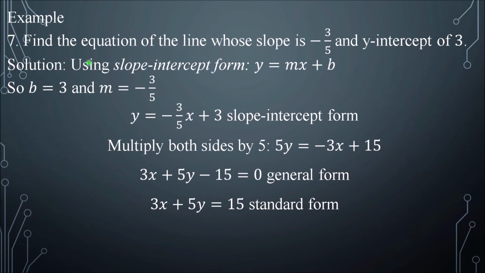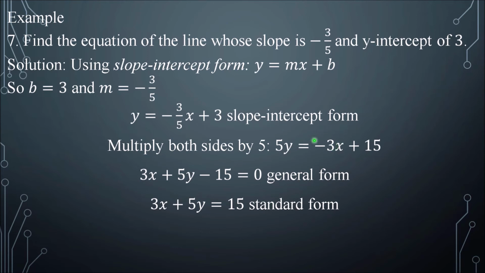Number 7, find the equation of the line whose slope is negative 3/5 and y-intercept of 3. So in this problem, the givens are slope and y-intercept. So we have here the slope-intercept form. So we'll be using slope-intercept form. Y is equal to mx plus b, wherein m is the slope and b is the y-intercept. So b is equal to 3 and m is equal to negative 3/5. So plug in, y is equal to negative 3/5 x plus 3. So that's the final answer in slope-intercept form.